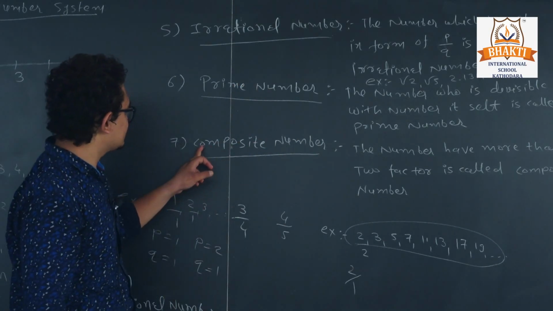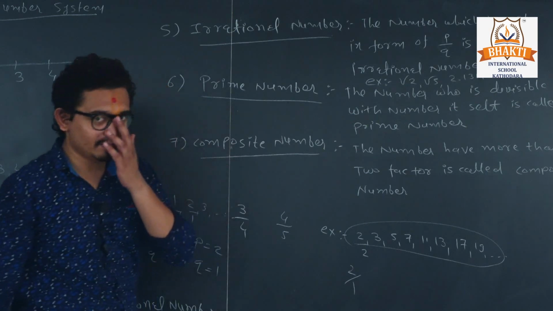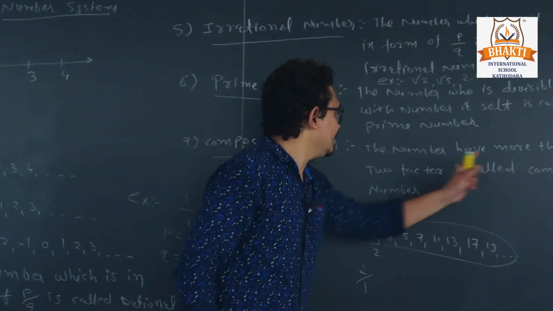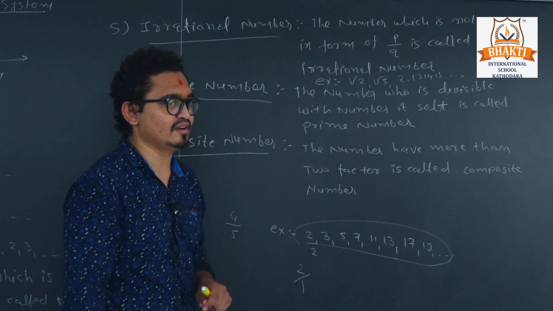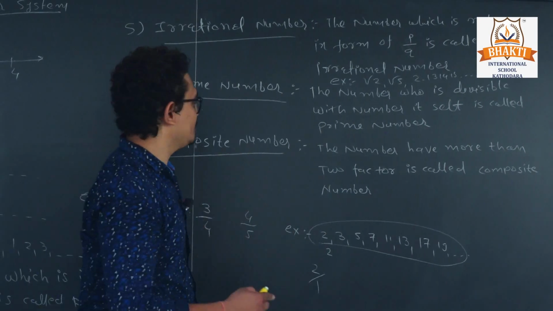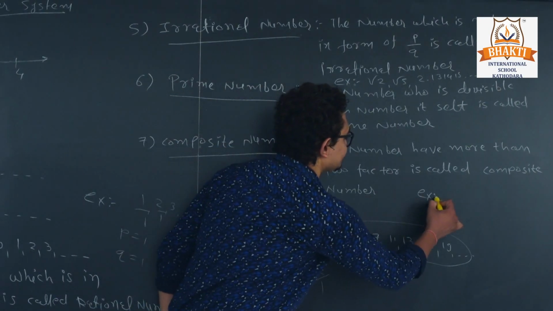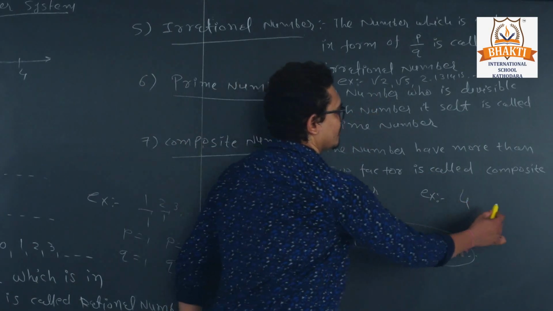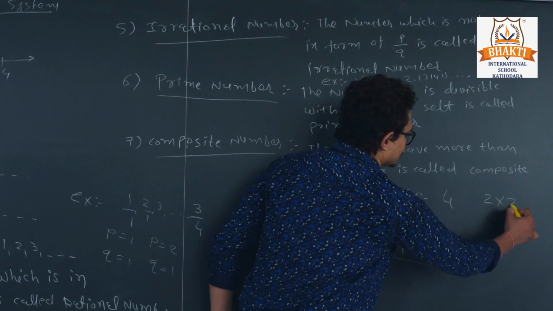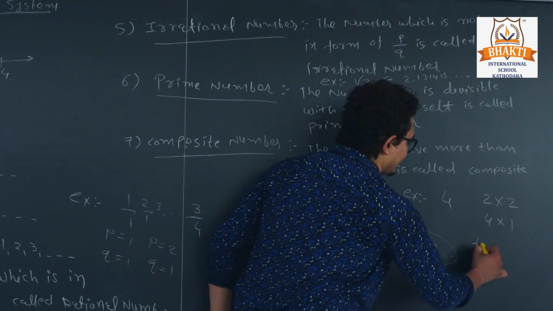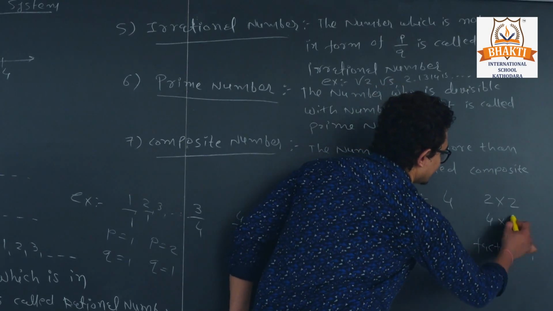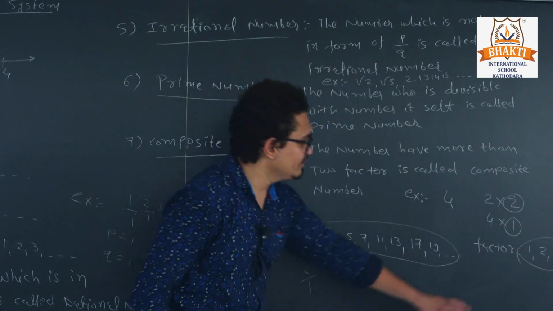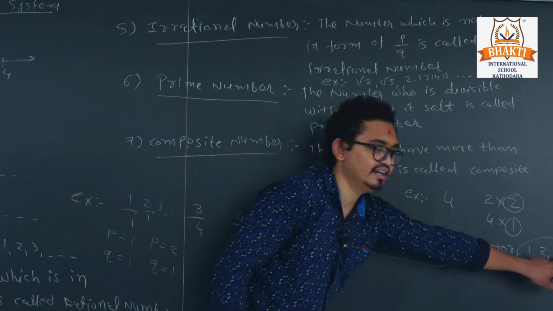Second and next, it is called composite number. In a composite number what happens? In a composite number, the number has more than 2 factors. It is called composite number. So what are the examples of composite numbers? Suppose we take 4. What are the factors of 4? We can write 2 2s are 4 and 4 1s are 4. So factors of 4 will be 1, 2 and 4. So it has more than 2 factors, because it has 3 factors: 1, 2 and 4.